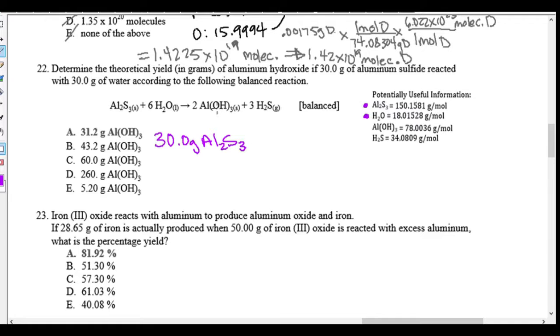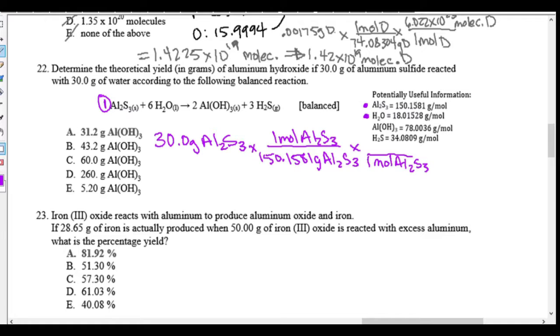So we want to find out aluminum hydroxide. So it's 150.1581 grams of Al2S3 and 1 mole of Al2S3 times, for every 1 mole of Al2S3, that's coming from right here, we will get 2 moles of AlOH3. Now, using the molar mass of this, we can find out how many grams we're going to get.